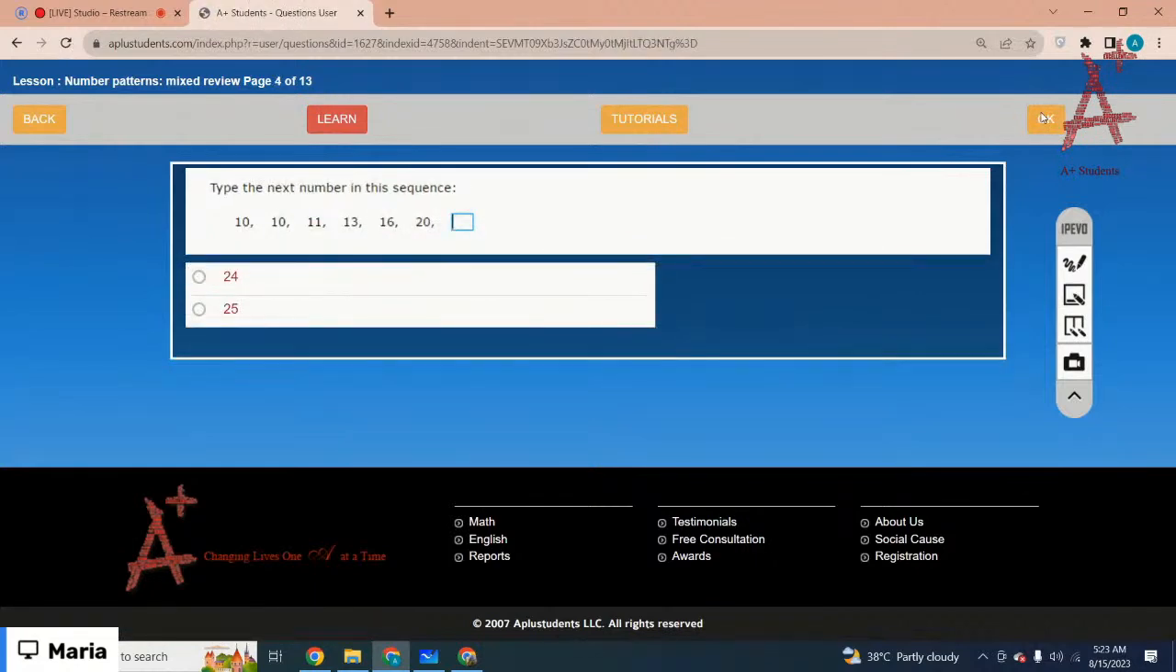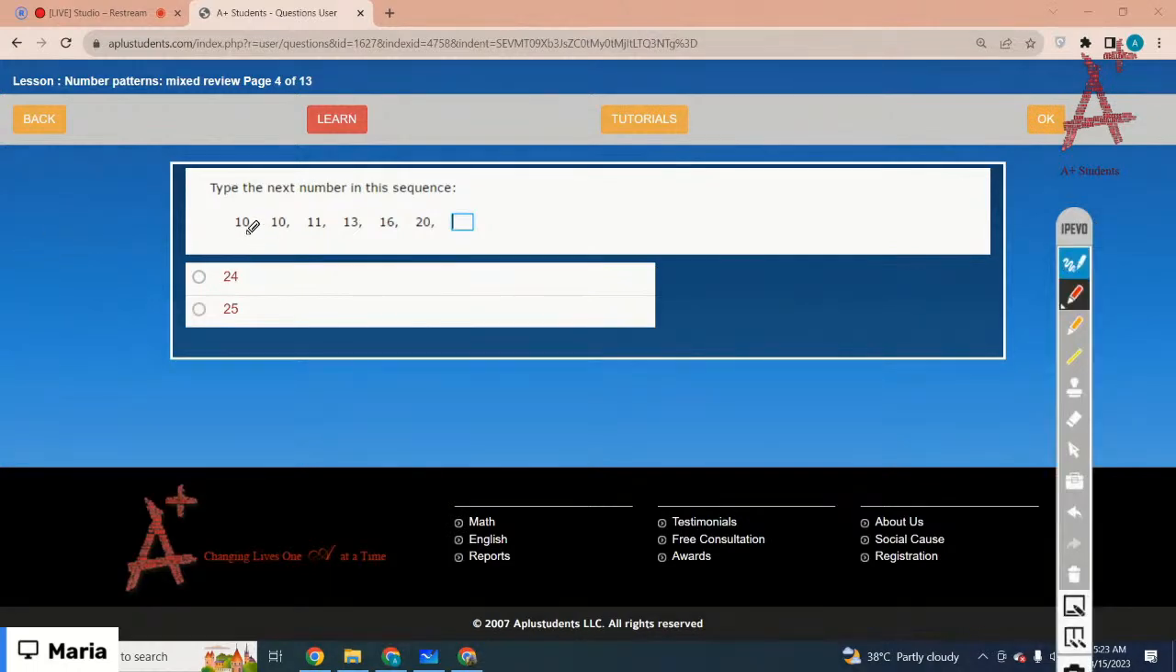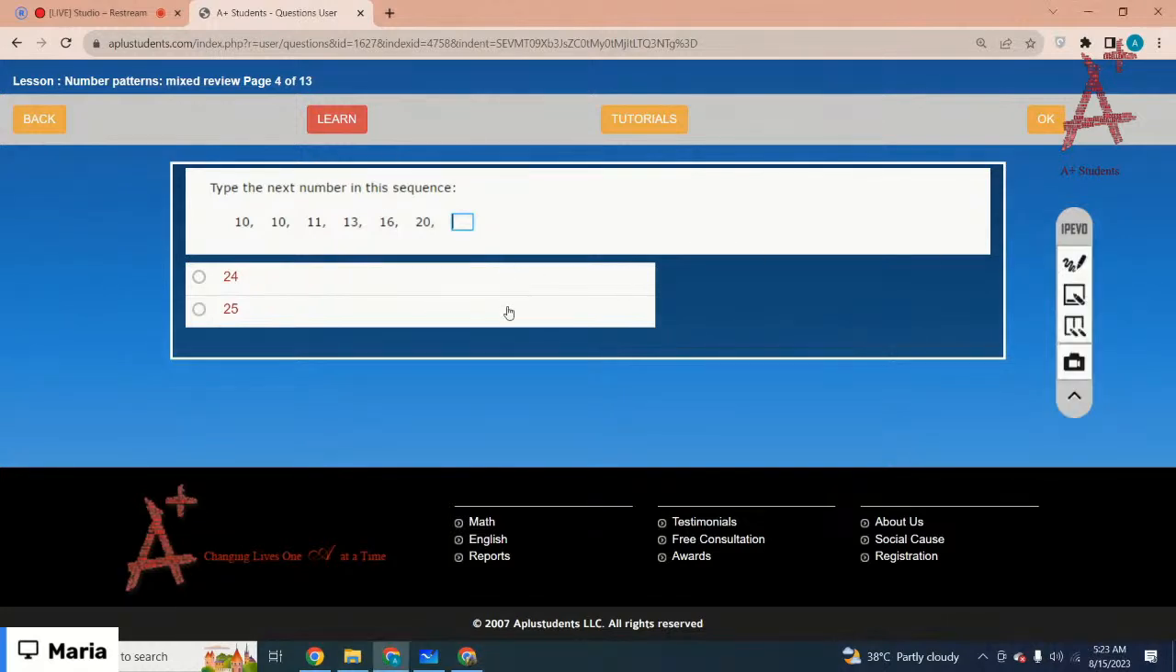Okay, which is the next number in the sequence? That's the one we did on tutorial. The numbers are increasing by ones. 10 plus 0 is 10. 10 plus 1 is 11. 11 plus 2 is 13. 13 plus 3 is 16. 16 plus 4 is 20. And 20 plus 5 is 25. So that means the missing number is 25.